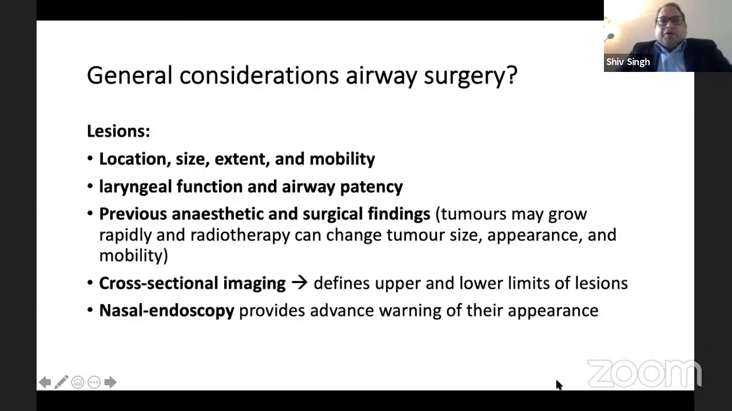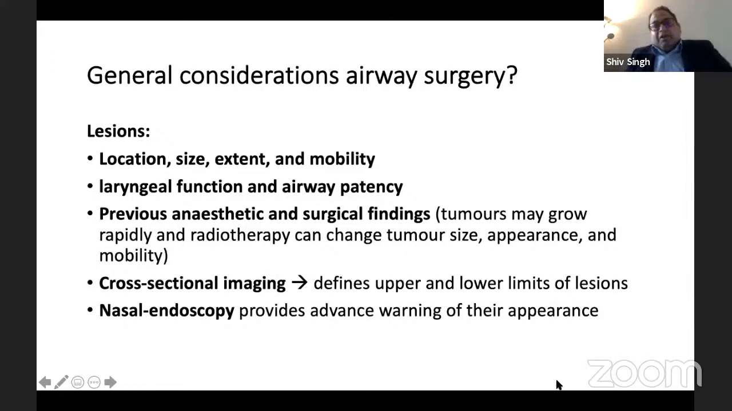We also need to know if there has been any previous anesthetic. There might have been anesthesia for, say, biopsies. And if the patient had anesthesia or any surgical procedure, what were the findings? Sometimes the tumors can grow pretty rapidly, or the patient might have been subjected to radiotherapy, which can then shrink the size of the tumor. It can reduce its size, appearance can change, and mobility can change as well.